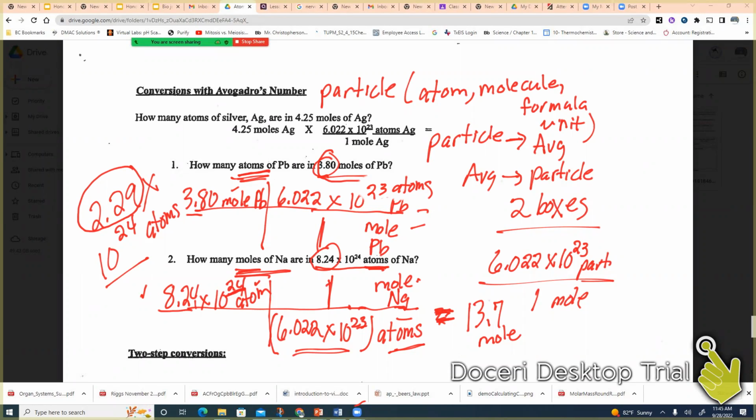So just like we did on the other side, if you're doing particle to mole, your number should decrease. That's what we did here. And then if we reverse that, if we're doing mole to whatever particle, my number is going to increase. I'm multiplying by 1 and I'm dividing by the other, and by Avogadro's number.